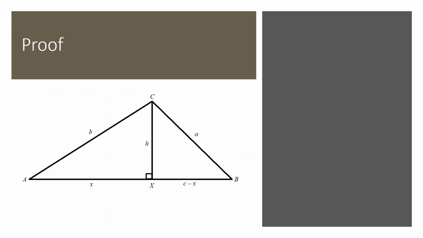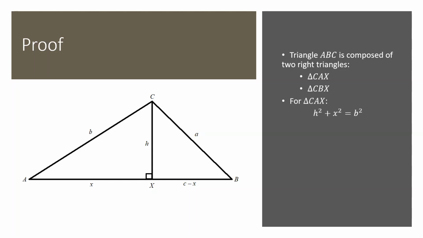So we're going to use this diagram extensively to build our foundation and a series of equations so that we can solve for the law of cosines. So this triangle ABC is made of two right triangles. We have triangle CAX and triangle CBX. Both are right angled triangles as indicated. And so we can express the sides of each triangle in terms of the Pythagorean theorem.